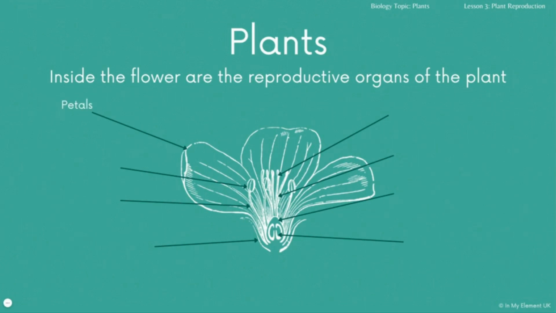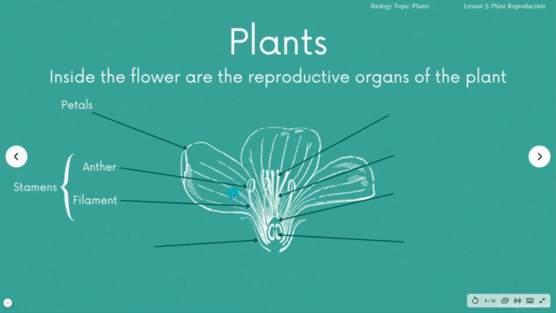We know the petals can be all sorts of brightly different colours, and that will be to attract insects. Then the next one, this funny little shape here, is the anther. The anther is attached to the filament, and these make up the stamens. You can see 3 here in this diagram. The stamen is the male part of the reproductive system of the plant, and the anther contains the pollen grains and produces the male sex cells.